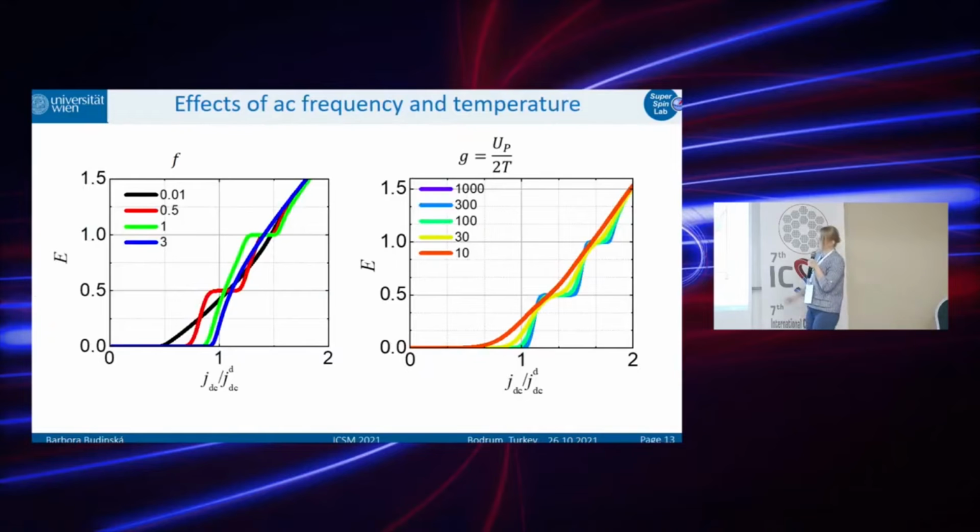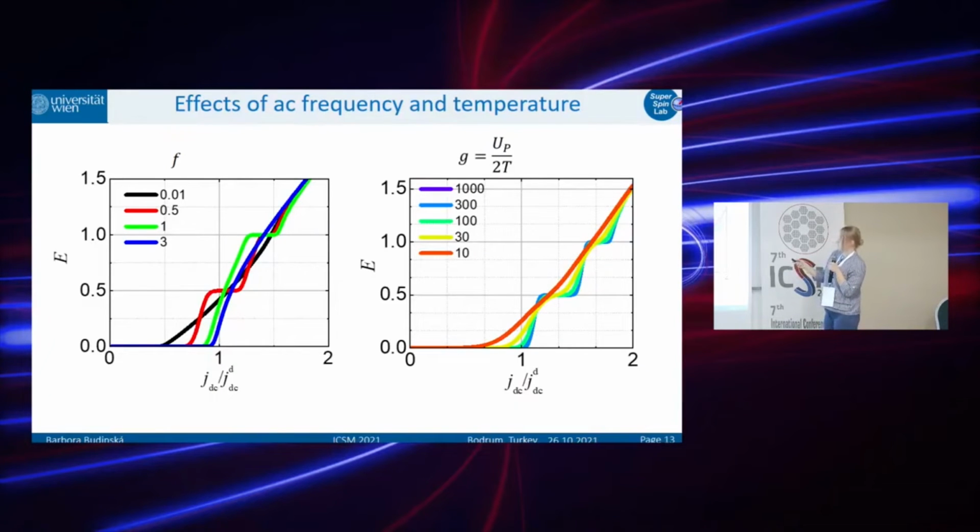Next is the AC frequency. When the AC frequency is equal to 0, there will be no Shapiro steps because we have nothing to synchronize with. And the larger the frequency is, because of the equation that I showed in the beginning, the first step will always appear at higher and higher voltages, and at very high frequencies we don't even see any step because it comes to the flux flow instability sooner than we could see the first step.